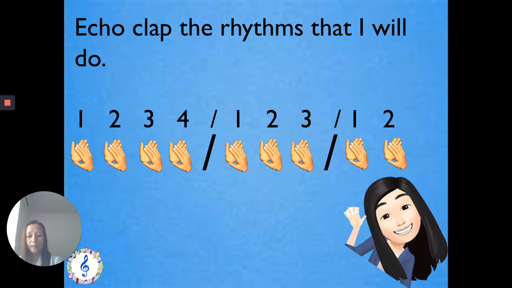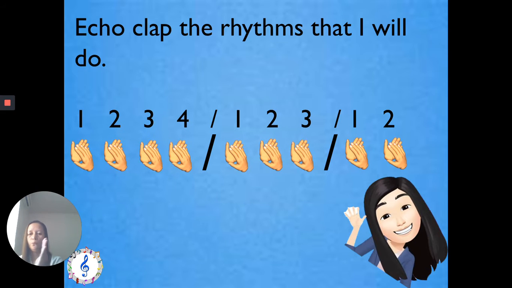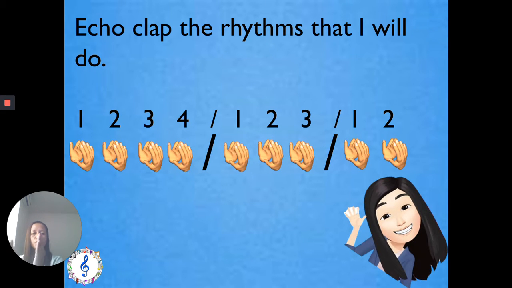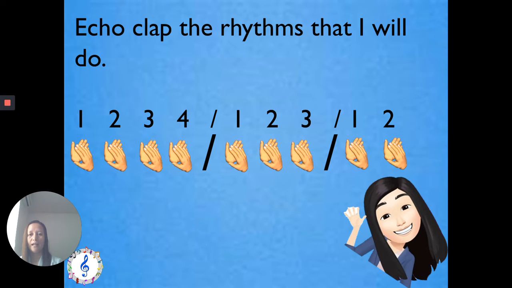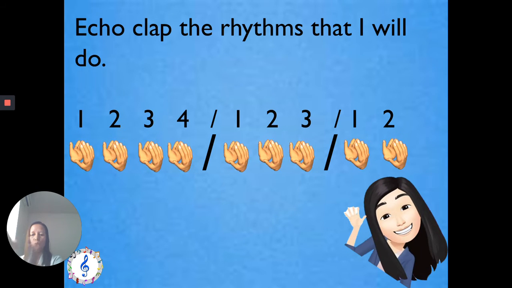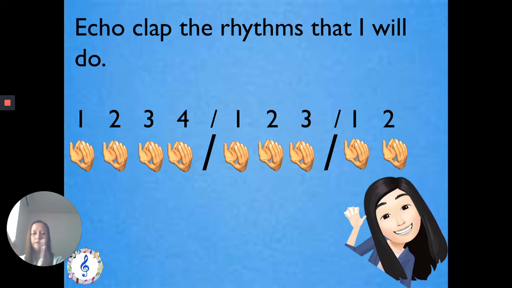Now, echo clap the rhythms that I will do. 1, 2, 3, 4. 1, 2, 3. 1, 2. Again. 1, 2, 3, 4. 1, 2, 3. 1, 2.